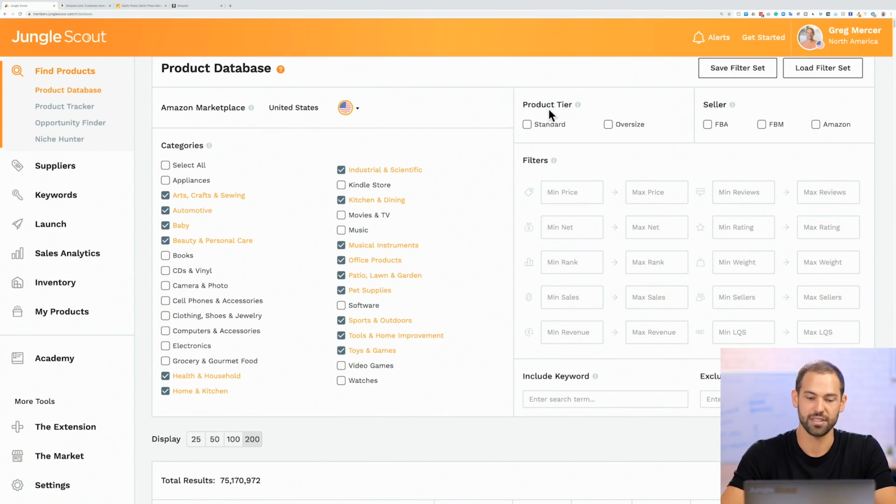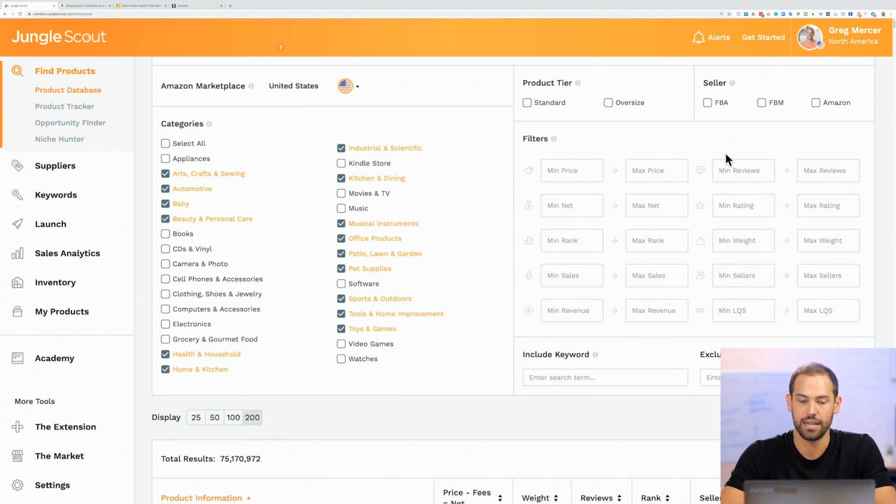So there's whether or not it's a standard or oversized product, which pretty much just means standard fits in a shoebox, oversized is bigger than that. Who the main seller is, whether it's an FBA seller or fulfilled by merchant or Amazon seller. And then we have all these different filters, right? You can filter by price, net after fees, the rank, the sales, revenue, et cetera, et cetera. You can read through all of those.